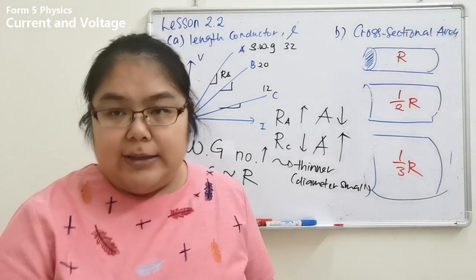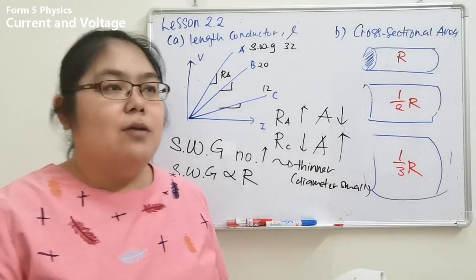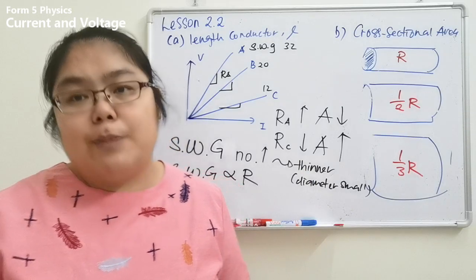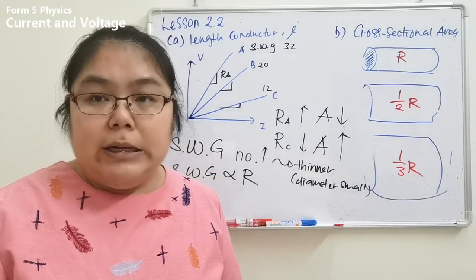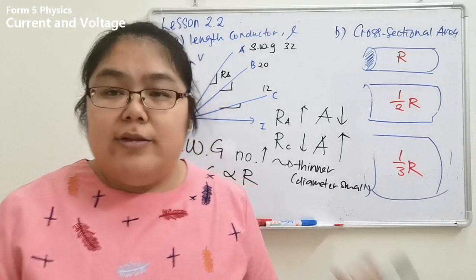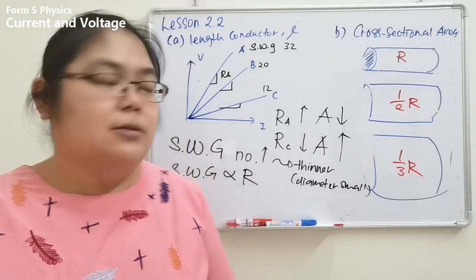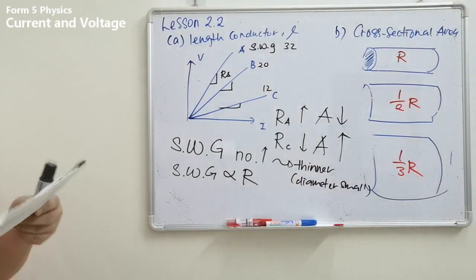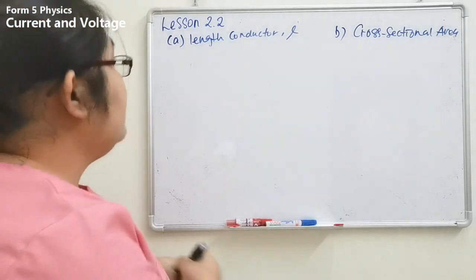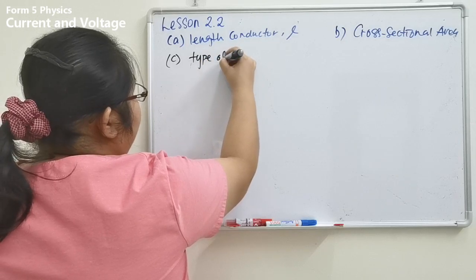Now we go to the third factor. The third factor is the type of material. So now the cross-sectional area is constant and the length is also constant. Now we use a different type of wire. Your material is different, which means the resistance also changes. For example, we have a good conductor and a poor conductor. That is the resistance factor. Now you are going to see the following diagram, on the type of material. So the third factor is the type of material.